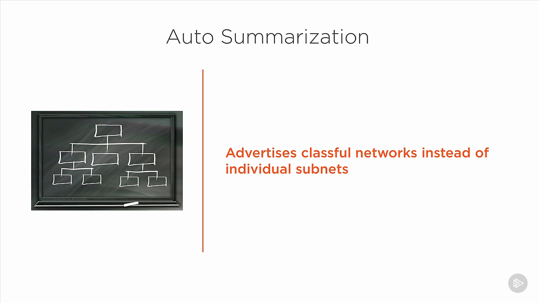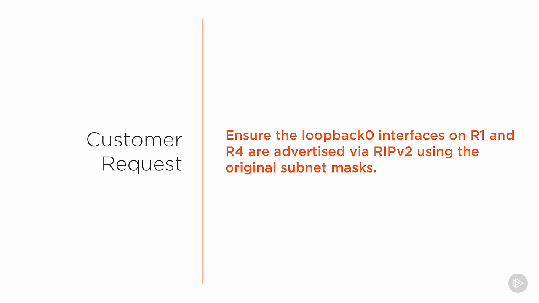Auto Summarization simply advertises classful networks instead of the individual subnets or component routes. This reduces the number of routes that have to be sent, and it reduces the size of the routing tables on the routers. Let's take a look at our next customer request. Ensure the loopback 0 interfaces on R1 and R4 are advertised via RIP v2 using the original subnet masks.